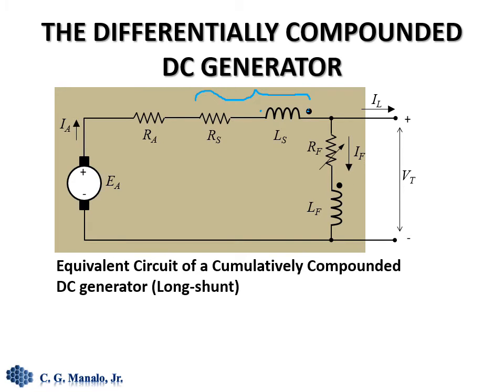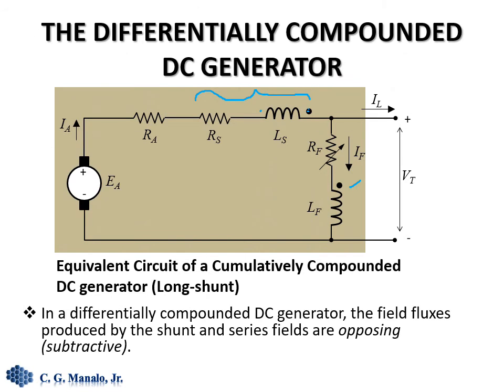We maintain the connection for the shunt field. Because we have reversed the series field, the fluxes produced by the two fields will now be subtractive. They will oppose each other to produce a smaller net flux. Well, we could have maintained the connection for the series field and instead reversed the shunt field. We could still produce two opposing fields.